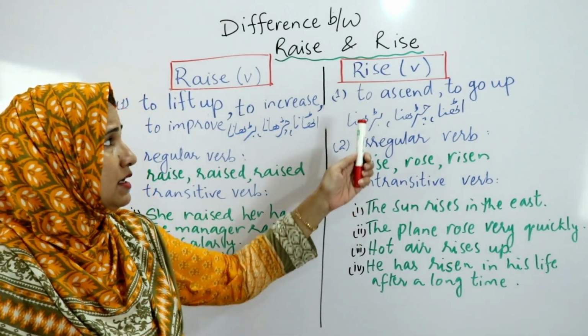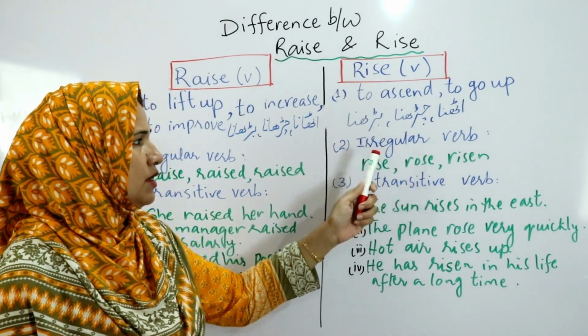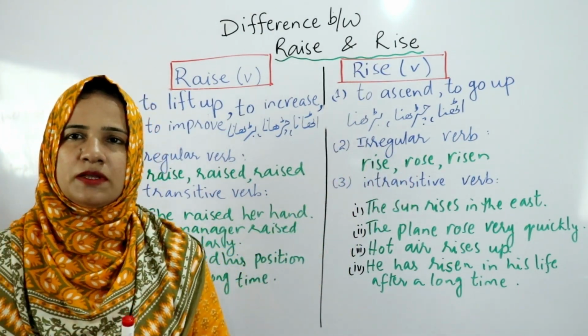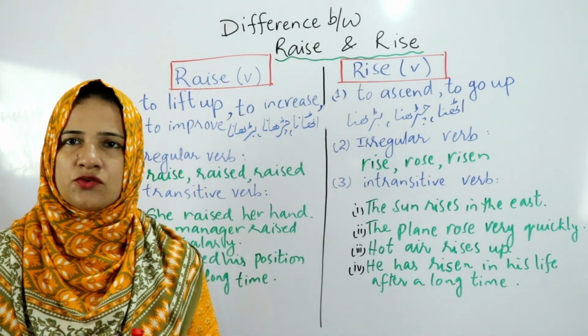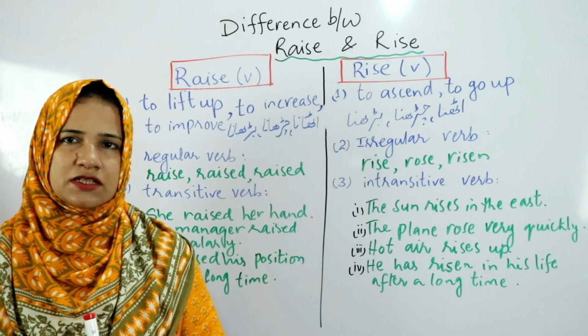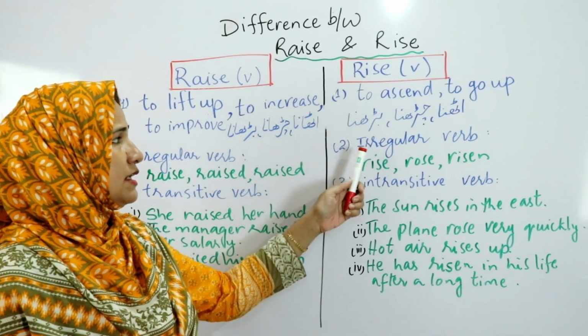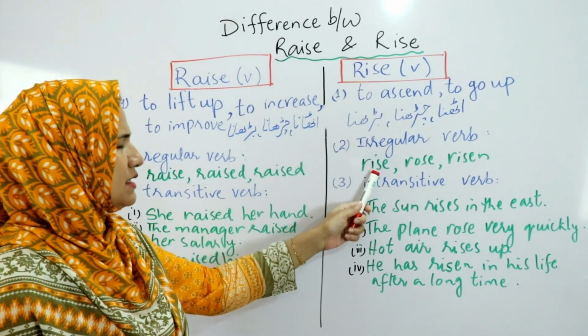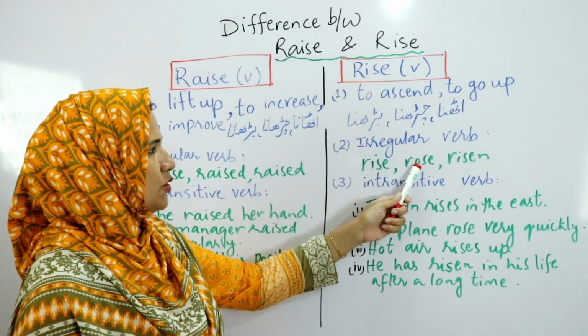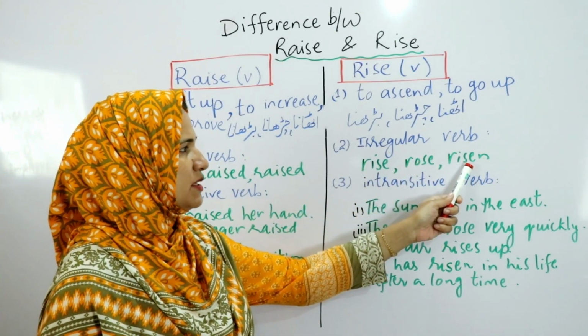On the other hand, rise is an irregular verb. An irregular verb is one that does not follow a fixed pattern, or there are no certain rules for making the past and past participle form of them. So it is an irregular verb. You can see the forms here. The base form is rise and the past tense is rose and the past participle form is risen.